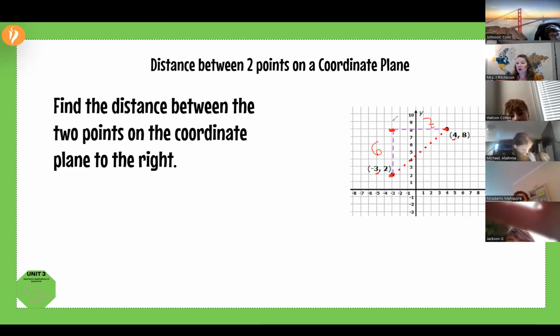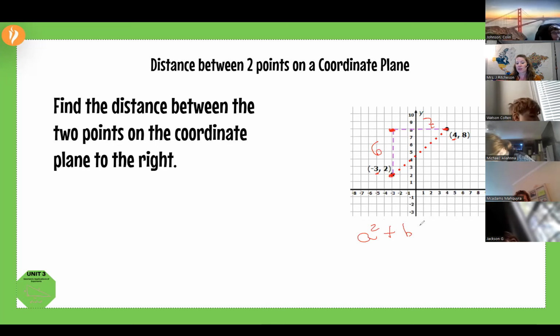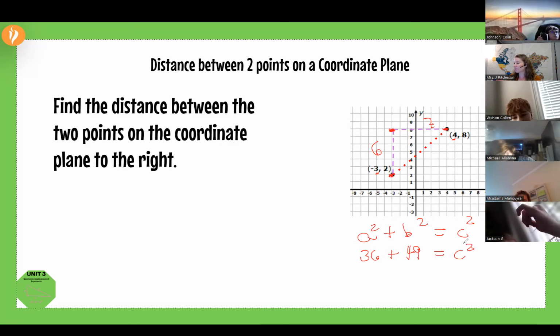Okie dokie. All right, so we're going to use the Pythagorean theorem. A squared plus B squared equals C squared. So we already know 6 squared is 36. What is 7 squared, guys? 49. That's right. Very good. All right. Who can tell me what 36 plus 49 is? 85. I agree. C squared is 85.